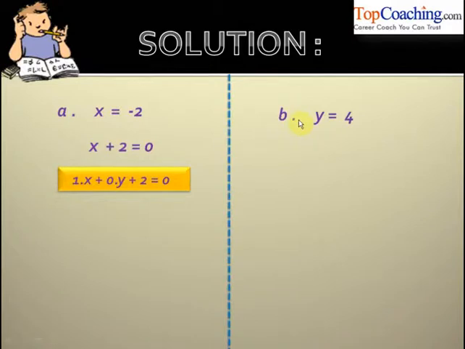Let's see the second example, which is y equal to 4. Now again this equation has one variable, which is y.